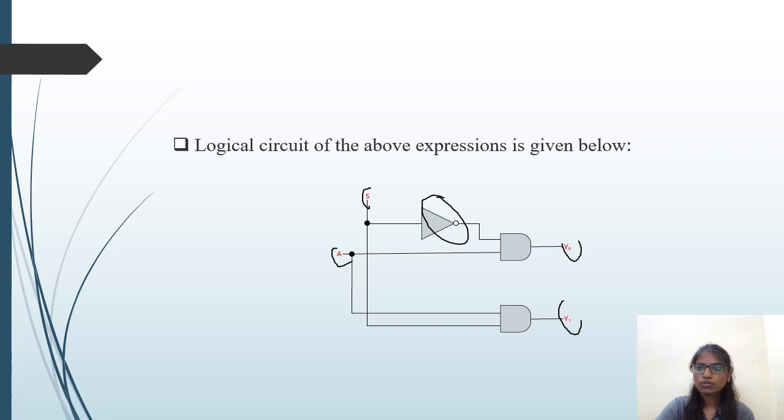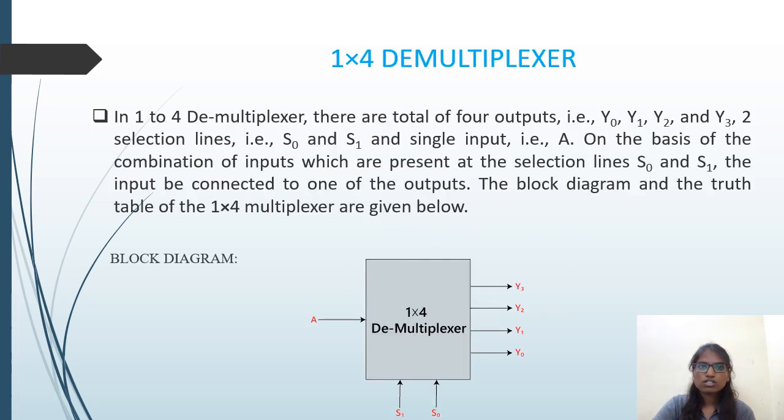Next is 1:4 demultiplexer. In 1:4 demultiplexer, there are total of 4 outputs, that is Y0, Y1, Y2 and Y3, 2 selection lines, that is S0 and S1, and a single input, that is A. On the basis of the combination of inputs which are present at the selection lines S0 and S1, the inputs will be connected to one of the outputs.